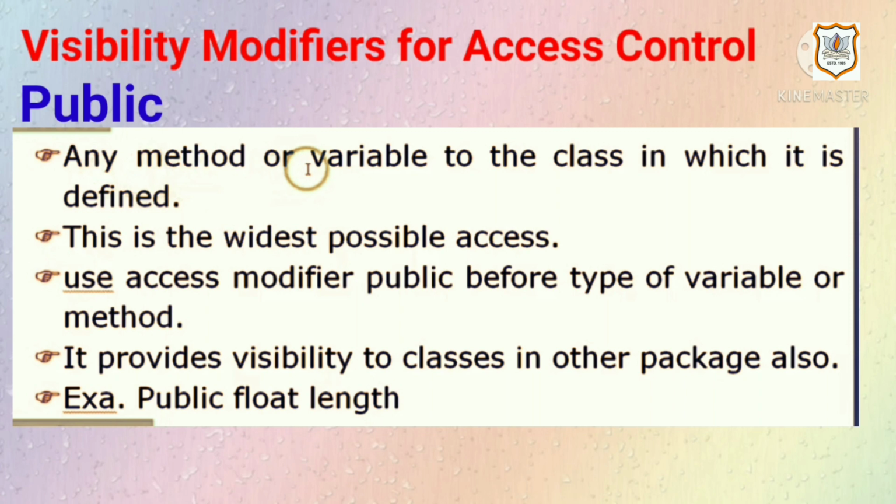Public. Any method or variable is visible to the class in which it is defined. This is the widest possible access. It provides visibility to classes defined in another package also. To provide public access, use access modifier public before type of a variable or method. For example, public float length.